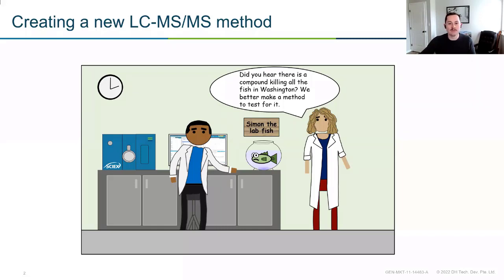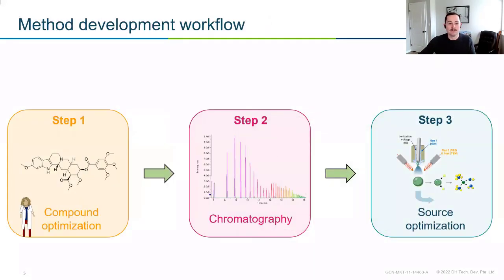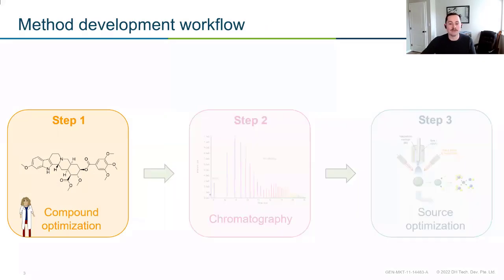So up first, we're going to be talking about compound optimization. This is going to be our first thing we need to do. We need to define what our compounds are. We need to choose what compounds we want to look for, and then we need to optimize for those parameters. The method we'll be building today will be a quantitative method, so this will be a standard MRM method.